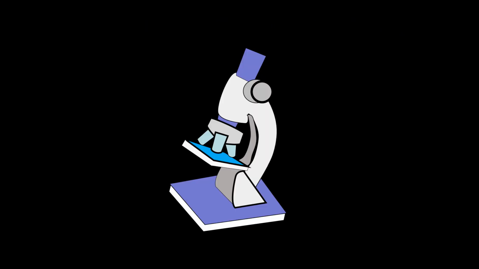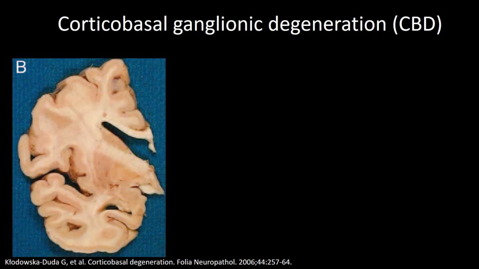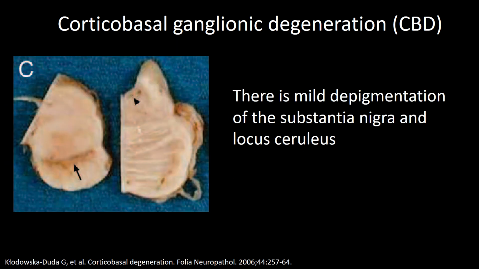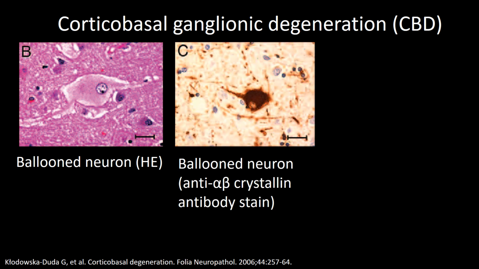The pathology of corticobasal ganglionic degeneration consists of asymmetrical cerebral atrophy. Notice that the left hemisphere is smaller than the right. In this specimen, you can see atrophy of the head of the caudate. In this new section of the midbrain and pons, you can see the depigmentation of the substantia nigra and of the locus coeruleus. Histologically, in this condition, you can find ballooned neurons using H&E, as the one you see in this frame, or when you use anti-alpha B-crystallin antibody stains, the neurons also look like a balloon.